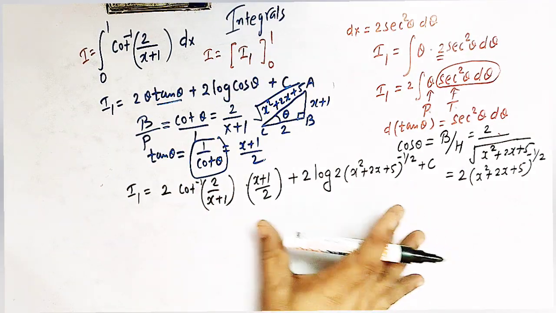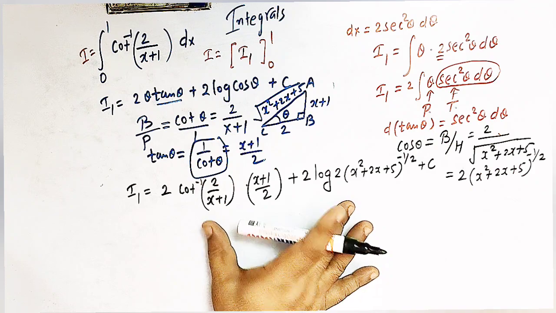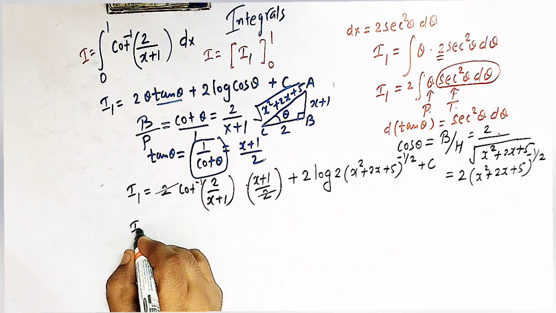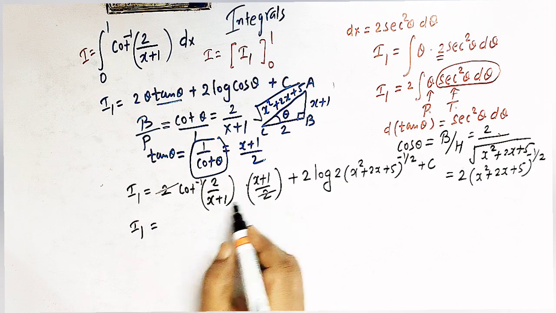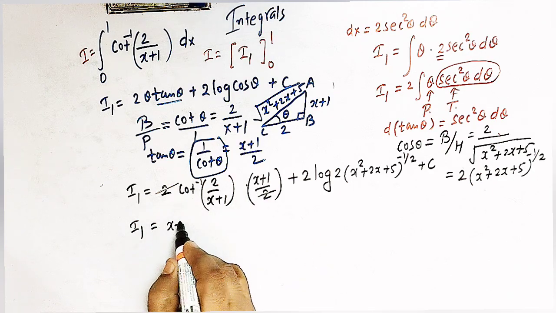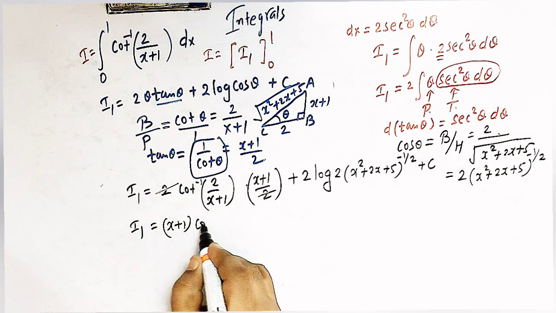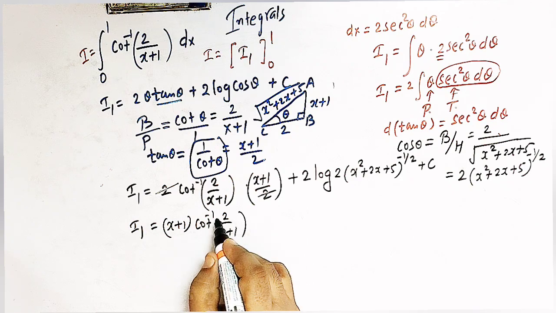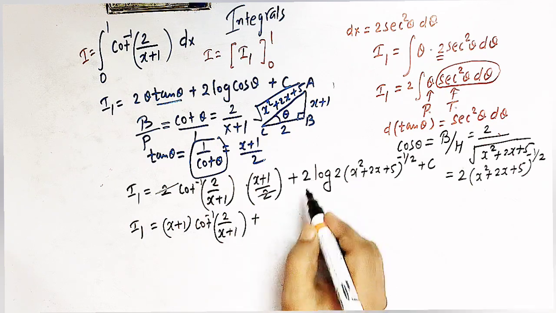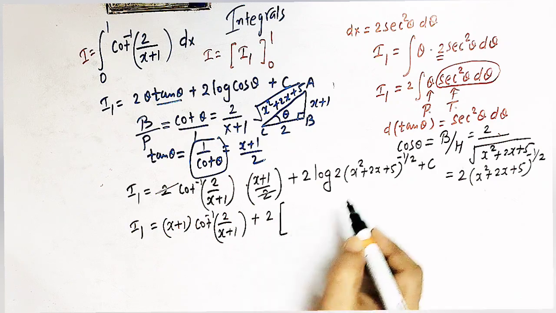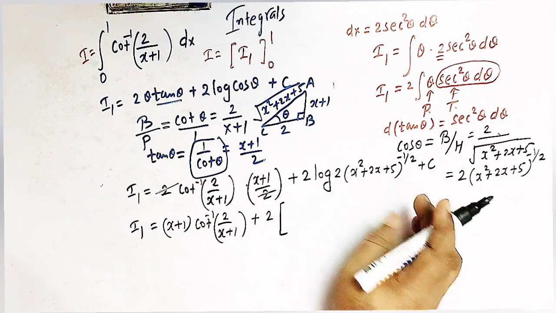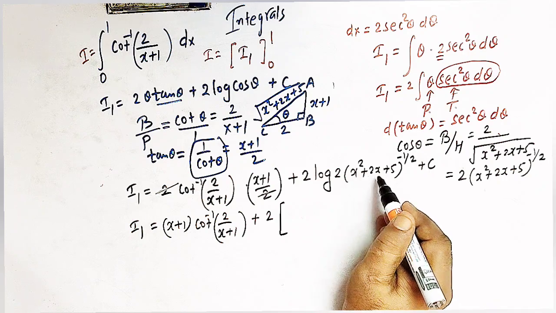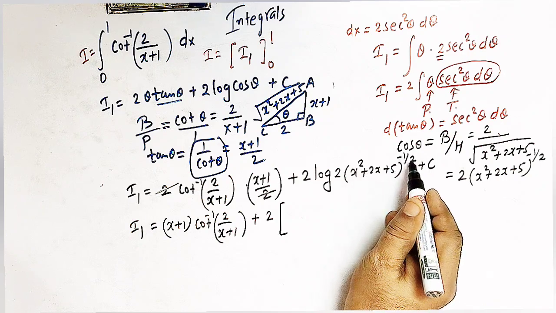So let us simplify this expression. So here this 2 and this 2 get cancelled. So we have I1 is equal to x plus 1, then we have cot inverse 2 over x plus 1. And then here we have 2, and see here we have the product of two numbers, 2 times x square plus 2x plus 5 raised to minus half.